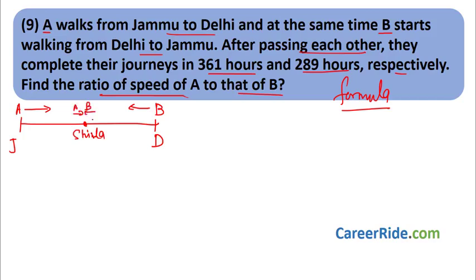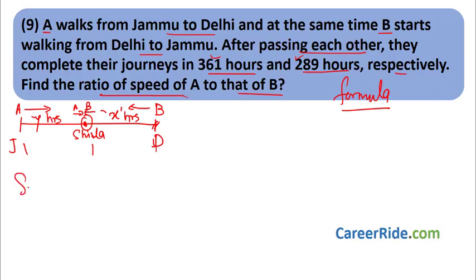Now what they've given is that after meeting B, A will take, say, X amount of hours to reach Delhi. We will not take these values right now, we will just take X hours. A is not taking X hours to travel from Jammu to Delhi; A is taking X hours to travel from Shimla to Delhi. That is, after meeting B, A will take X hours to reach Delhi. Same way, after meeting A, B will take, say, Y hours to reach its own destination, that is Jammu. After meeting A, not the total time taken.